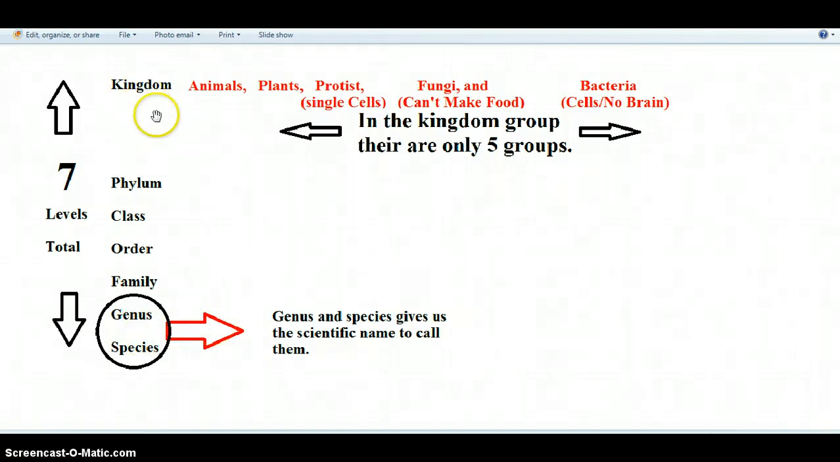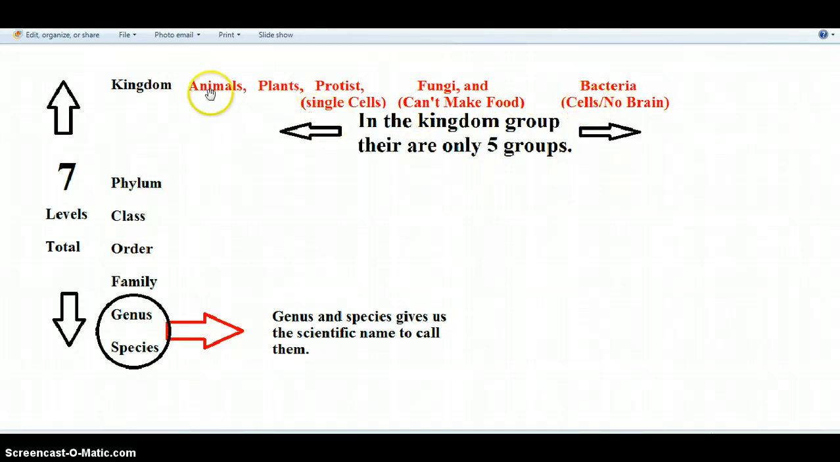If you're looking at a creature, an organism, and you don't know what it is, you have to start looking at the characteristics of each group, saying, well, which one does it fit into? So for example, if we're looking at a human, well, it's an animal, it's not a plant. It's not a protist, because protists are basically single cells. It's not a fungus, because it can't make its own food, and it doesn't fit in the bacteria category because it's not a cell with no brain.